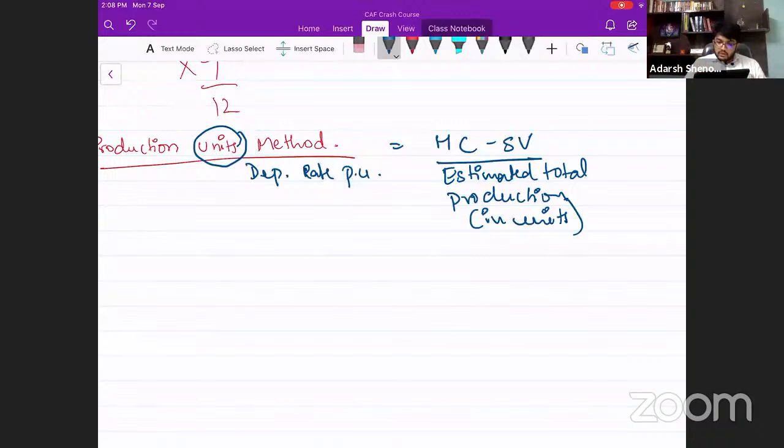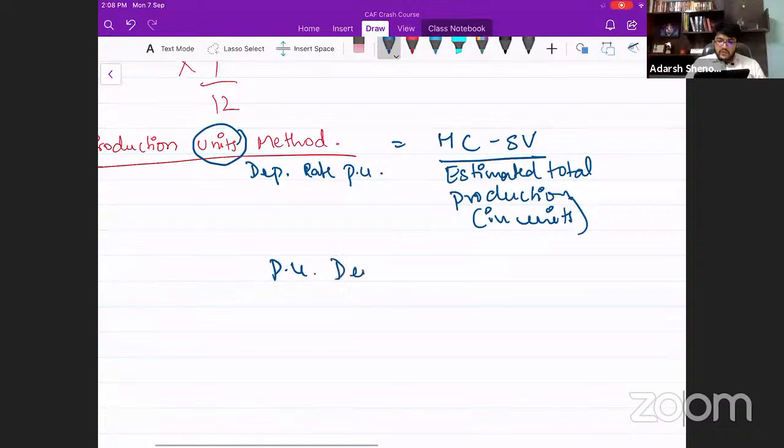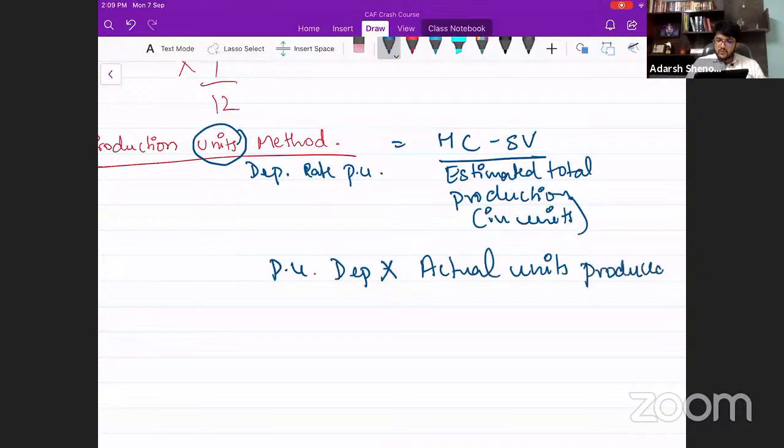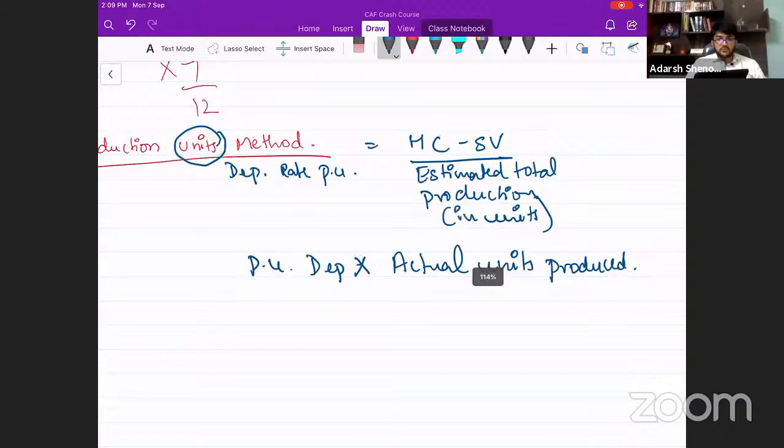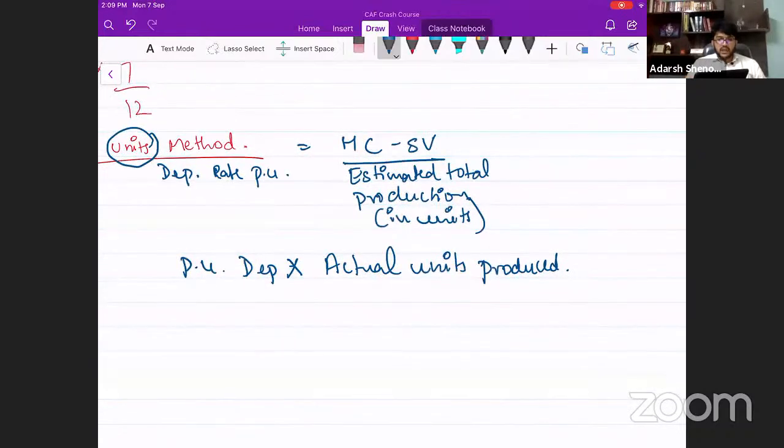Now once we calculate this, we will get the per unit depreciation. Every year we have to charge this depreciation. At the end of the year, if you have to calculate the depreciation for a particular year, you have to multiply it with the actual units produced. As simple as that.